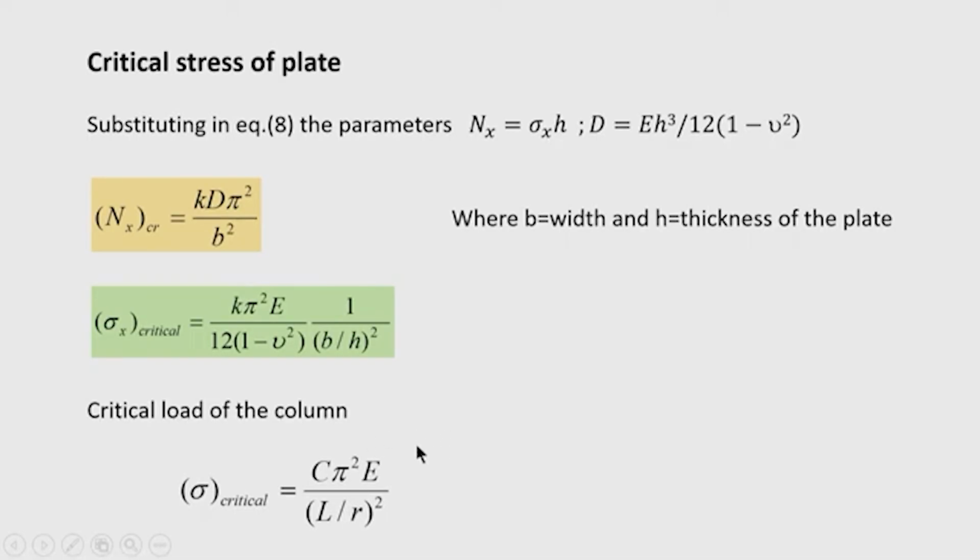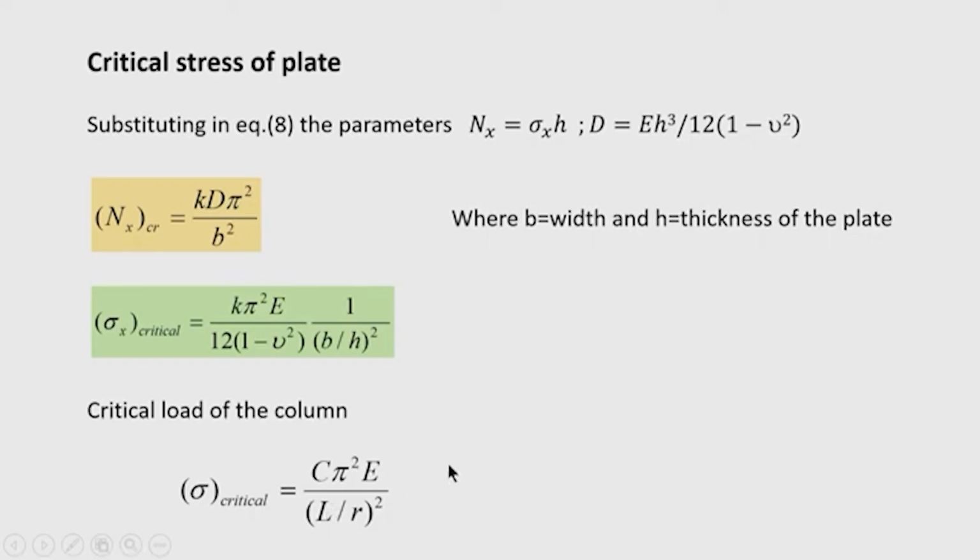If you recall, the critical load of the column is nothing but pi square E I by L square, where I is the second moment of area, and that can be expressed as I is equal to A R square, where A is the cross sectional area. Then we get the critical stress of the column in terms of L by R whole square. So, this difference you can note. The critical load of the plate does not depend on the length, it depends on the width of the plate. On the other hand, the critical load of the column depends on the length.